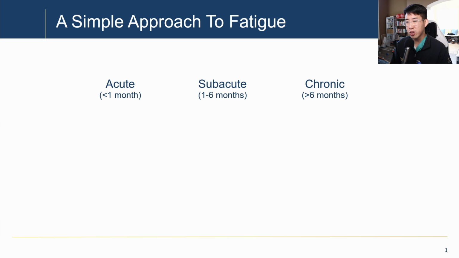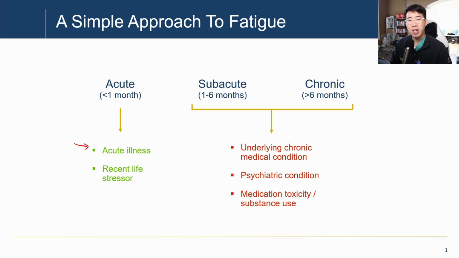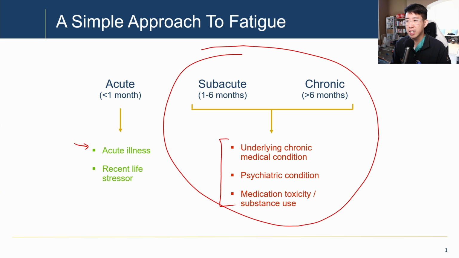Generally, acute fatigue is related to an acute illness. For example, if somebody's had flu recently, or a viral infection, or maybe gastroenteritis, or if they've had a recent life stressor, for example, moving or starting a new job. When you get to subacute and chronic, however, this is when you really want to start being concerned for underlying chronic medical conditions, a psychiatric condition, or medication use and toxicity. So in general, acute fatigue may be related to an acute illness, and you should just give some time before you really delve a lot further. But once you're starting to get into subacute and chronic fatigue, further evaluation is definitely warranted.